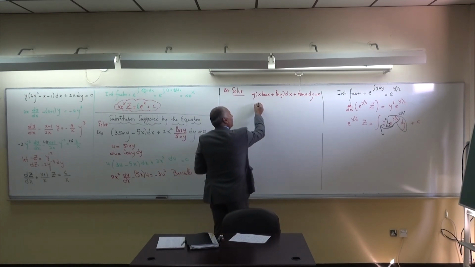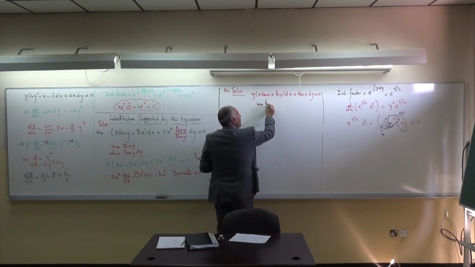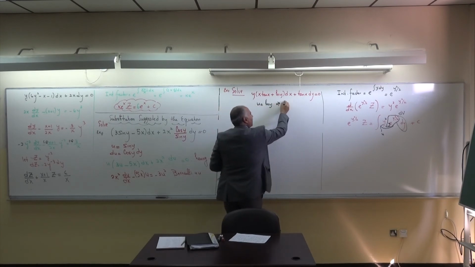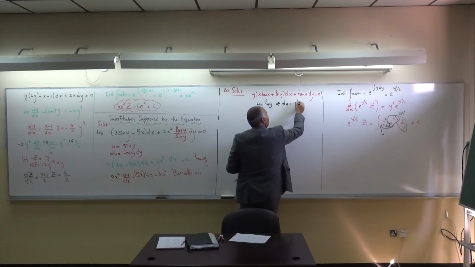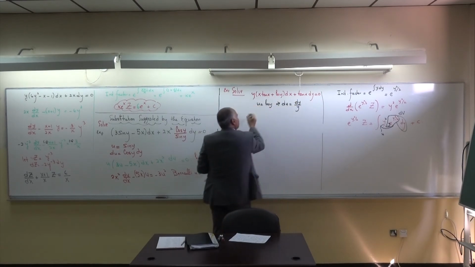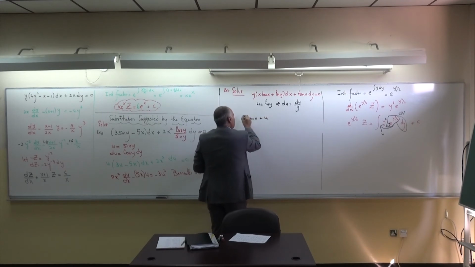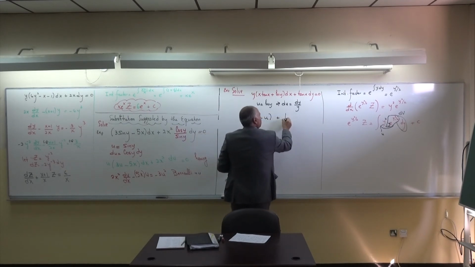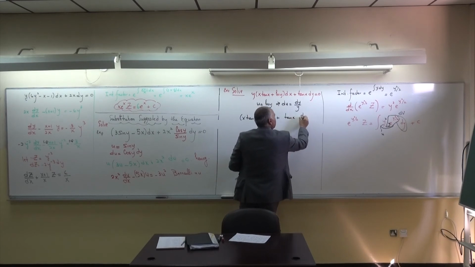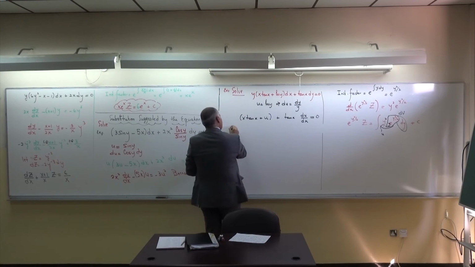So here you let u equals ln y, which implies du equals dy over y. Hence the problem will be x tan x plus u plus tan x du over dx equals 0, which is linear in u.